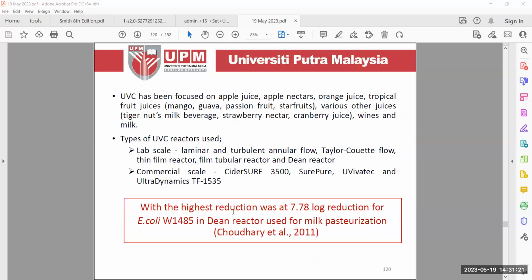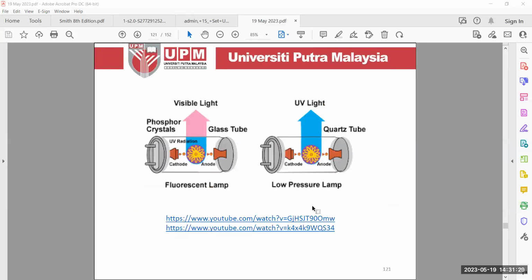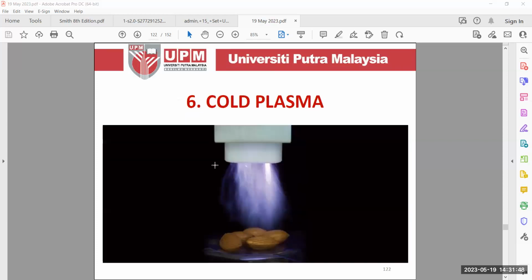Okay, so the highest reduction was found for 8-log reduction for E. coli in a reactor used for milk pasteurization. And these are some examples of it. Okay, so basically UV light uses an LPM, a low pressure lamp, right? As opposed to the visible light, the lamp that is used at home. Okay, that is what we call the visible light, right?